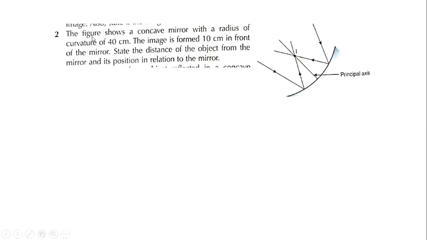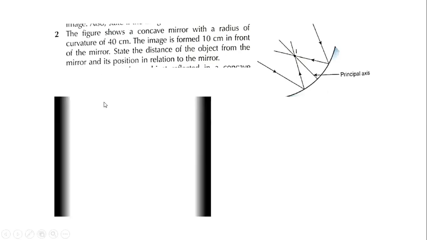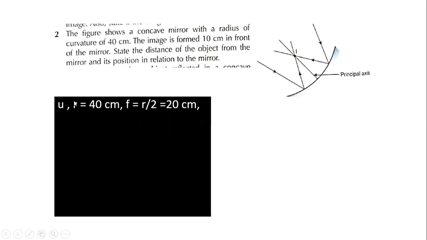Right? So the radius is given to you. You should know the focal length. Radius is 40 cm. That's the mirror. So focal length is half that radius, so it's 20 cm.